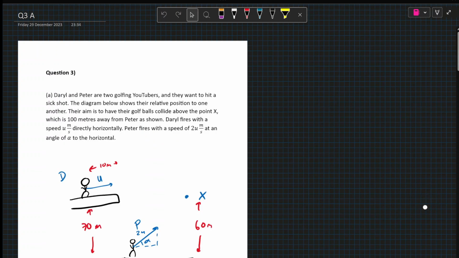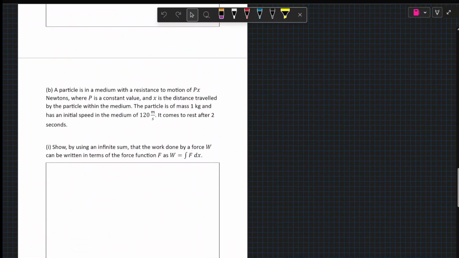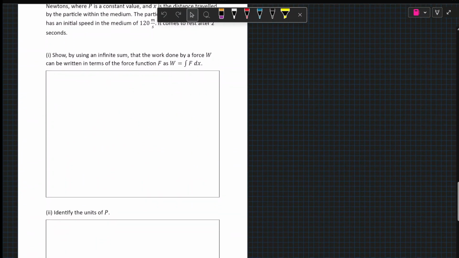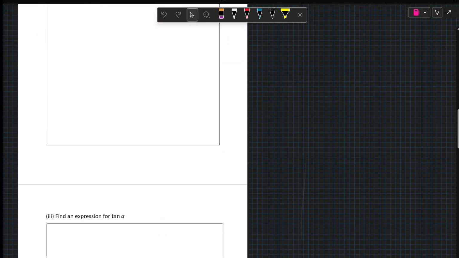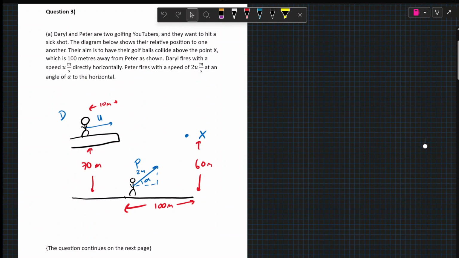So this is question number 3 on mock exam A. It's mostly a projectile motion question, and then it goes into some work. So we have two people, Daryl and Peter, who I've modeled as golf YouTubers, and they want to hit a shot so that both of the golf balls collide at point X. And we're given some information.